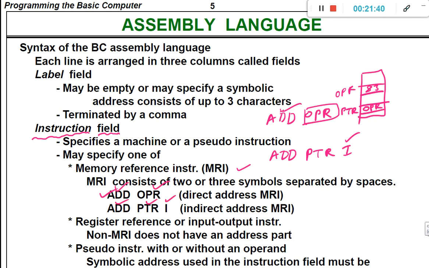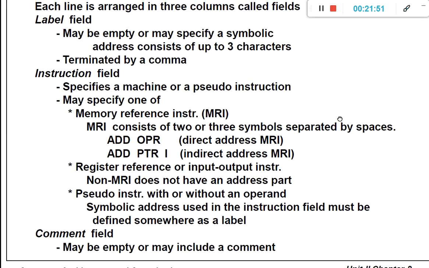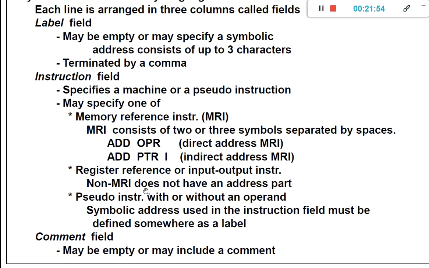The second category of instructions is register reference instructions. These are represented as non-MRI. These non-MRI instructions do not have any address part. How can we recognize a particular instruction as a register reference instruction? If it does not contain any address part, then we can say it is a register reference instruction.